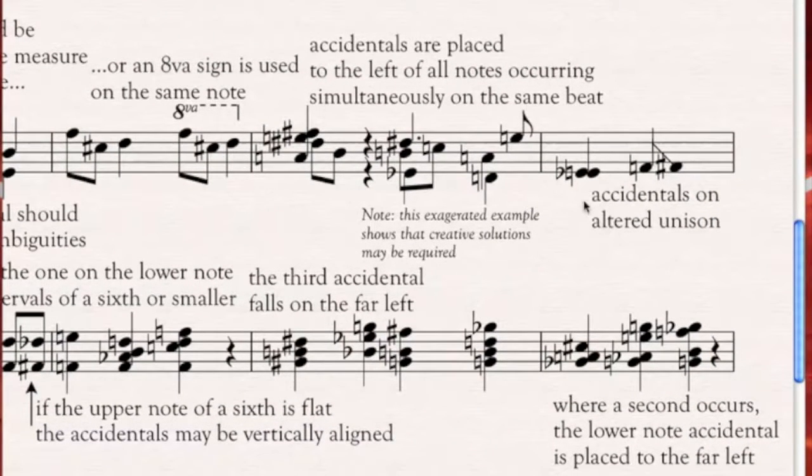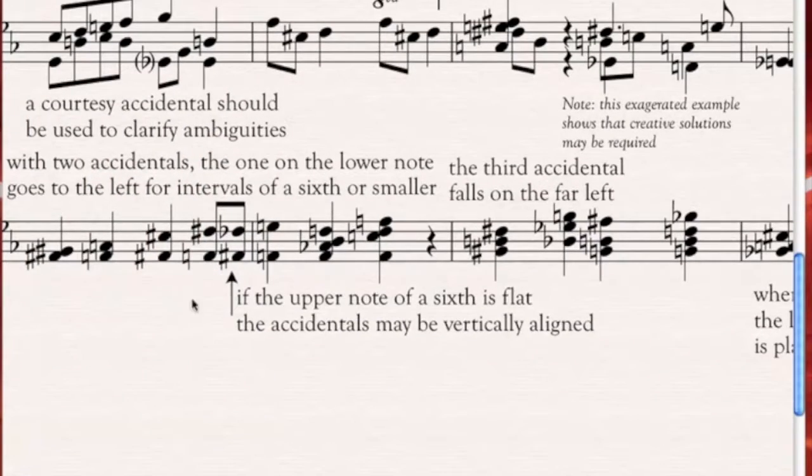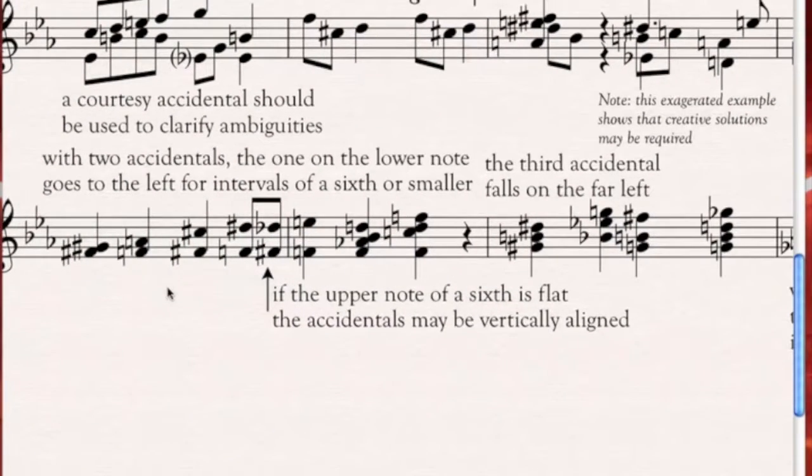Accidentals on altered unisons might look like this. This just shows that you have E flat and E natural together, and F natural and F sharp occurring on the same beat. Now, with two accidentals, the one on the lower note goes to the left for intervals of a sixth or smaller.